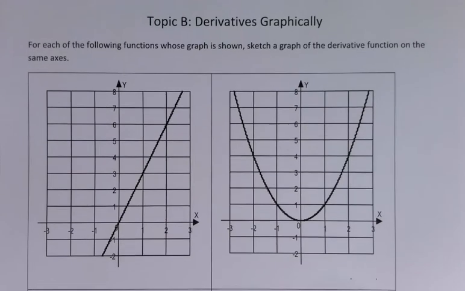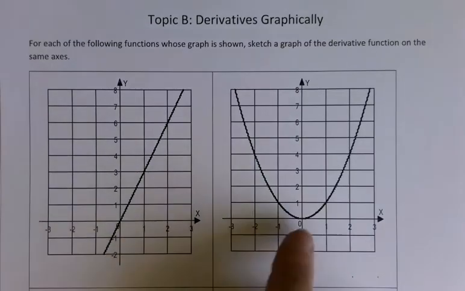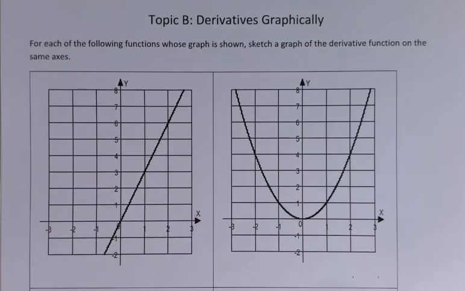This is Unit 2, Topic B. We've been looking at how to algebraically or analytically calculate a derivative. And I now want to actually turn back to where we started, which was how do you look at a derivative in terms of a graph? We're going to look in this section at being given some graphs, and we're going to try to sketch a graph of the derivative function right on the same axes.